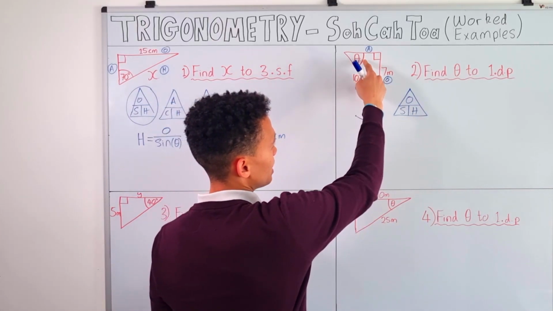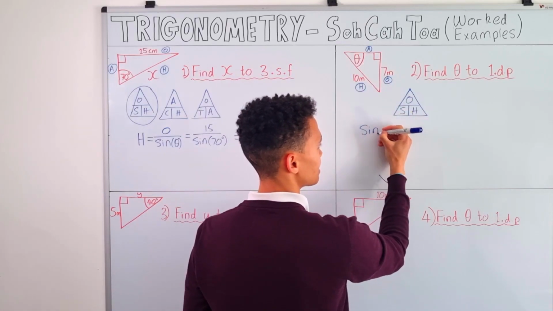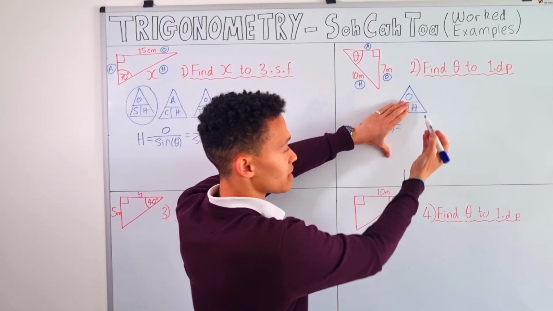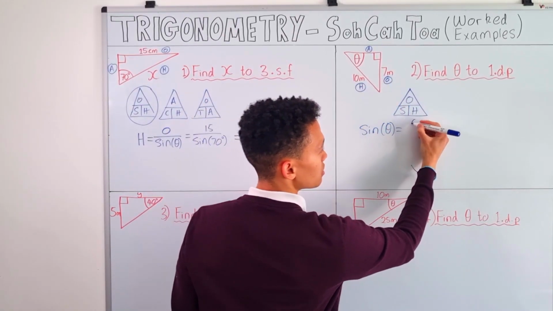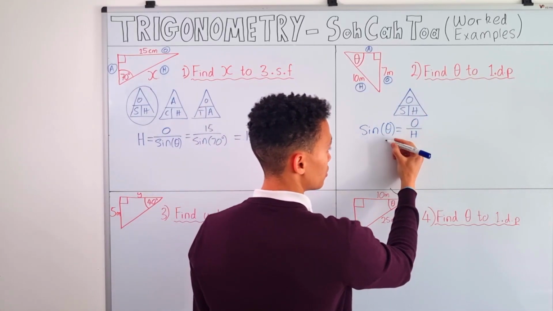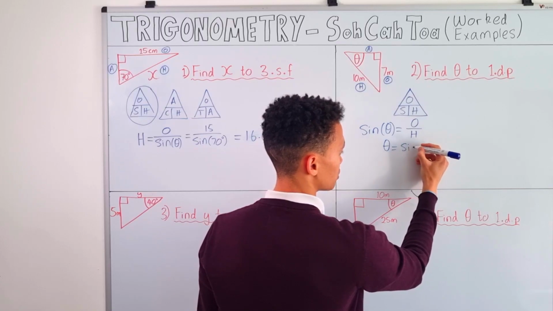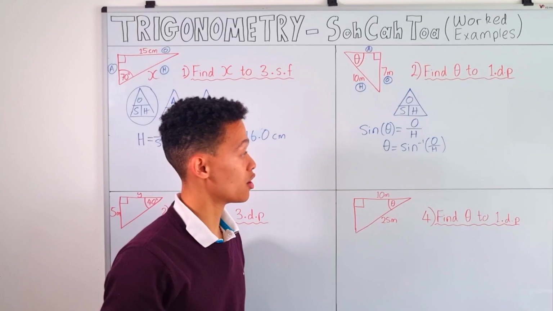How do we make our equation? Well, we want to find the angle this time. So we cover up the S. So S stands for sine theta. Sine theta is equal to the opposite divided by the hypotenuse. Sine theta equals O over H. But to get the angle, we use inverse sine, or sine to the minus 1. So our angle is equal to sine to the minus 1 of O over H.